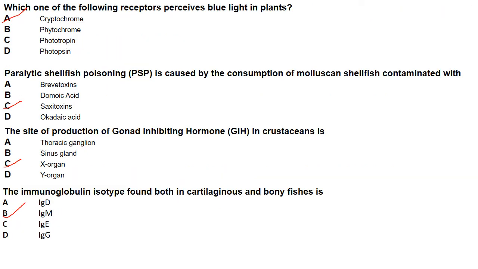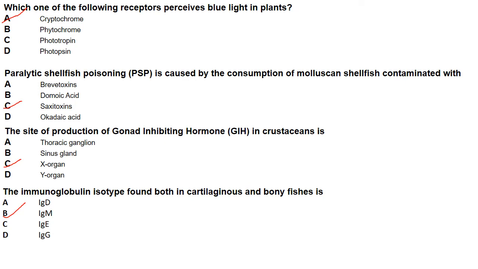Then which of the following receptors perceive blue light in plants? So cryptochrome, they perceive blue light in plants. Paralytic shellfish poisoning is caused by consumption of molluscan shellfish contaminated with saxitoxins. Answer is option C. The site of production of gonad inhibiting hormone in crustaceans is X organ. Answer is option C. The immunoglobulin isotype found both in cartilaginous and bony fish is IgM.